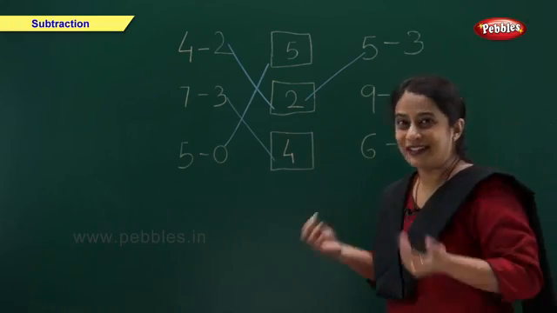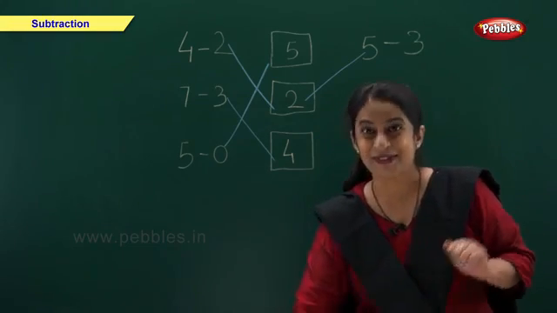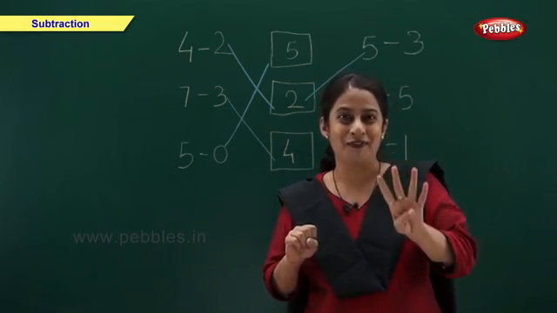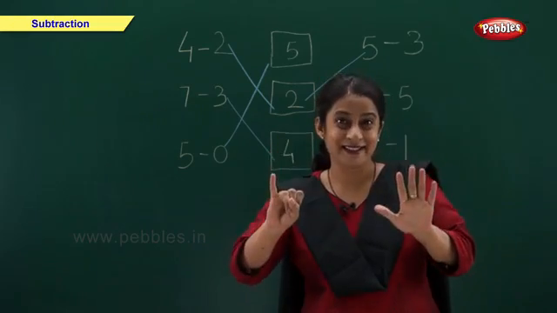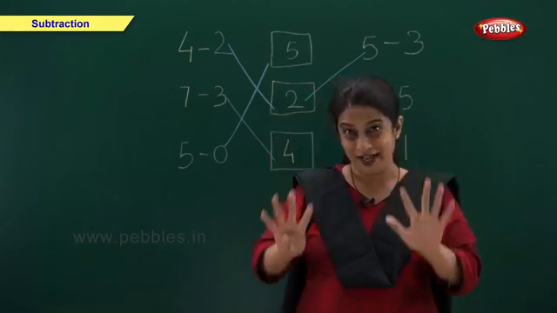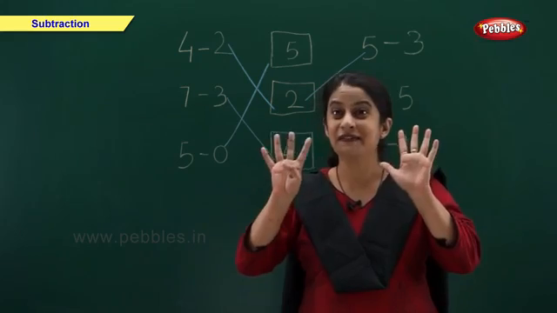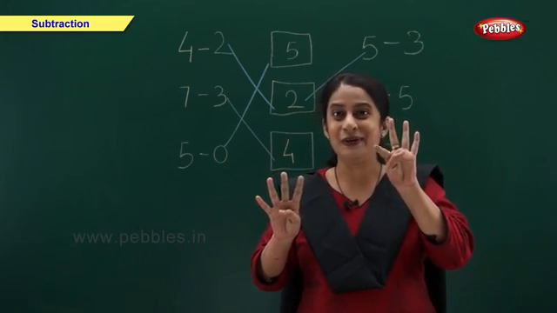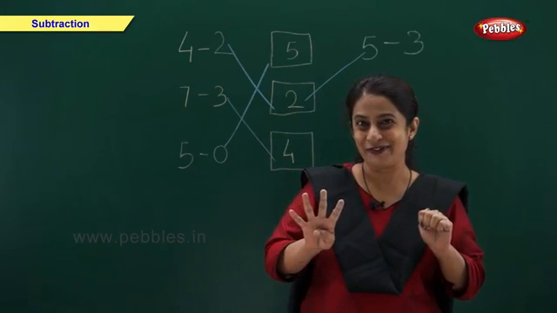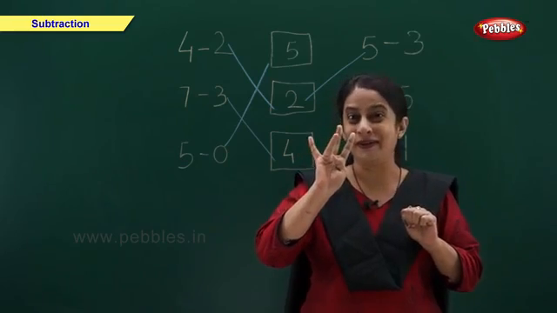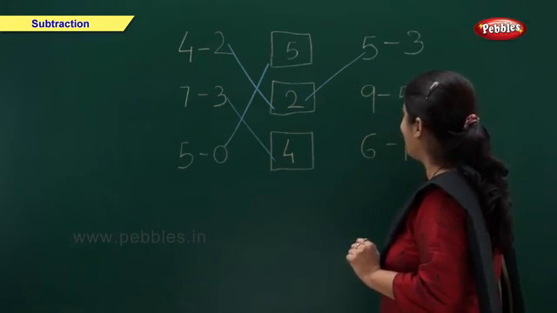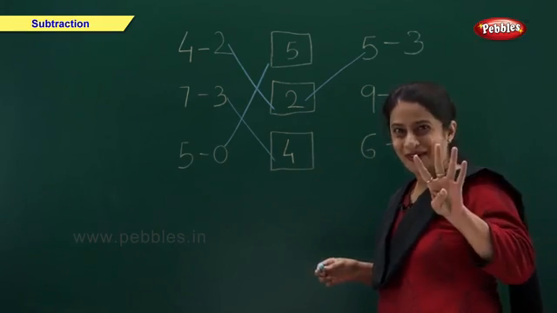Now we have 9 minus 5. So let's count. 1, 2, 3, 4, 5, 6, 7, 8, 9. We have 9 fingers. Now we will minus 5 fingers. 1, 2, 3, 4, 5. How many fingers left? 1, 2, 3, 4. So friends, 9 minus 5 is equal to 4.